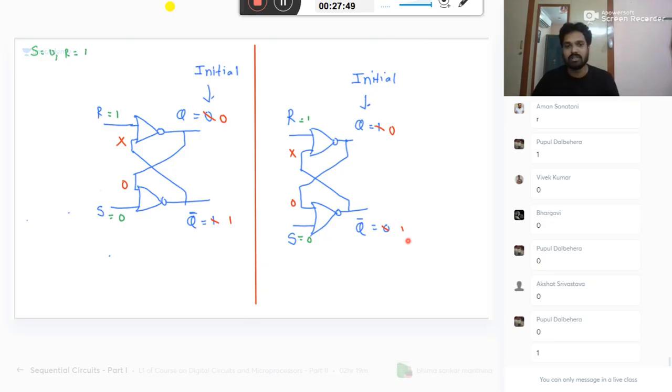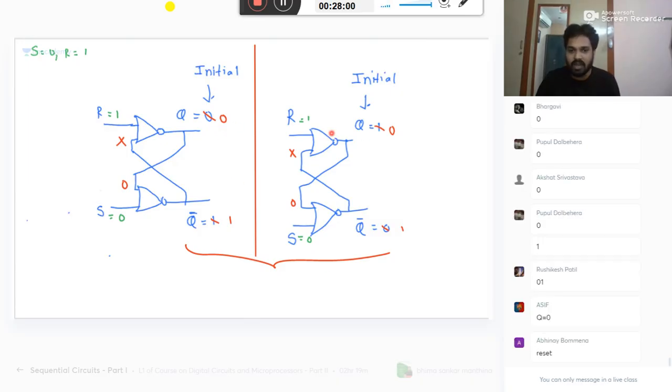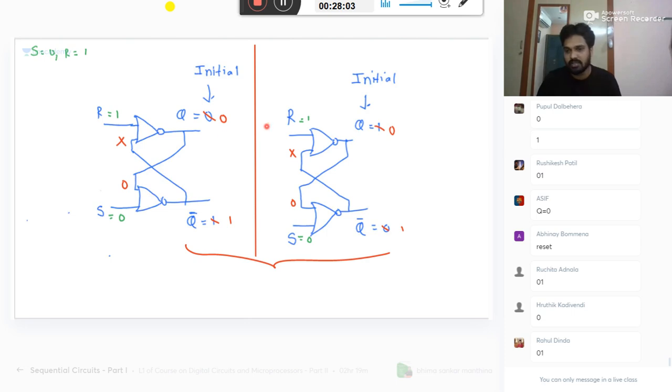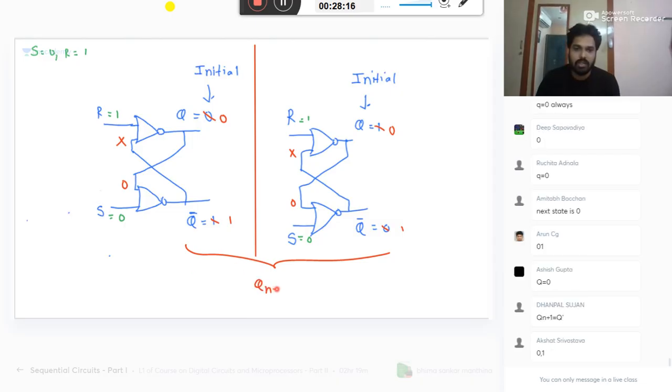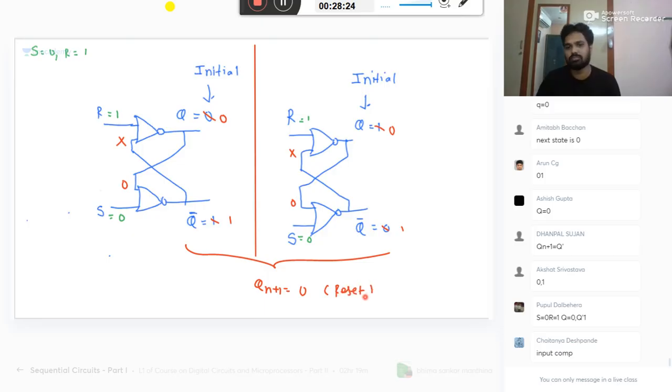So now what is the answer? In both the cases, what is the answer? You should not say it is not changing because it should be correct for both the cases. In both the cases, at any cost, it is giving me Qn+1 equal to 0. We call it reset. Yes or no? Okay.